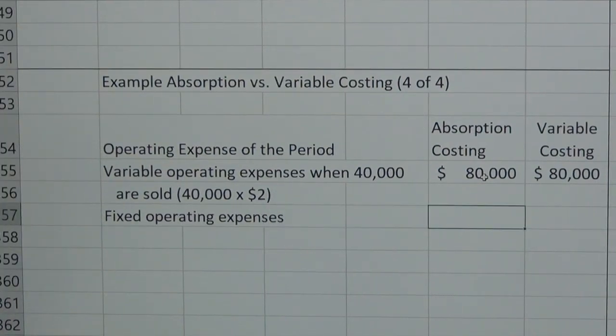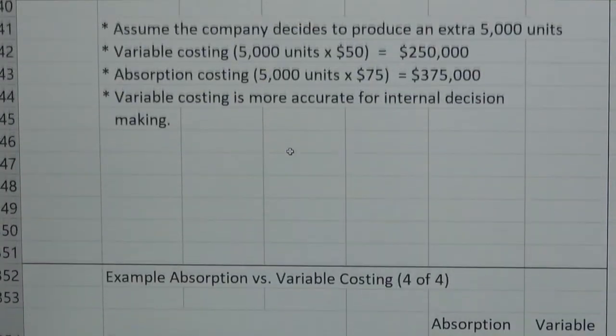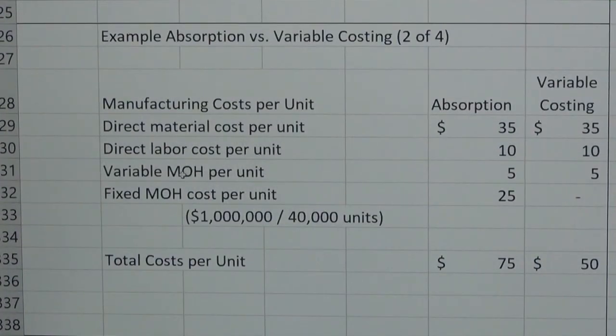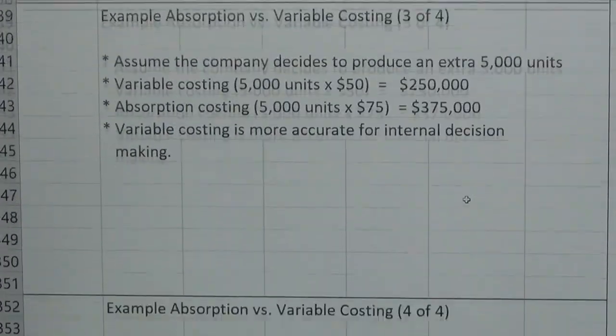Okay, and that's going to be the same. That's going to be $300,000 for both. All right, so we'll scroll back up, and we notice that the $300,000 is the fixed amount that's given to us as well.